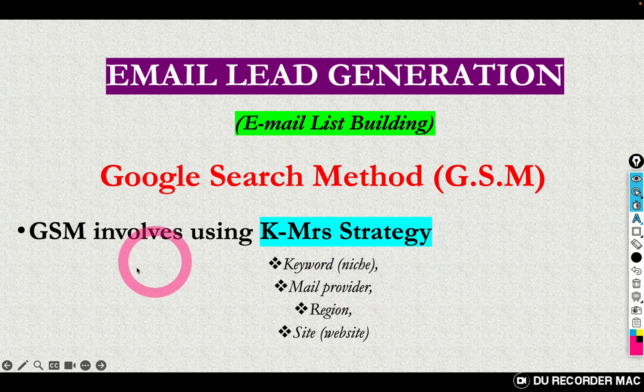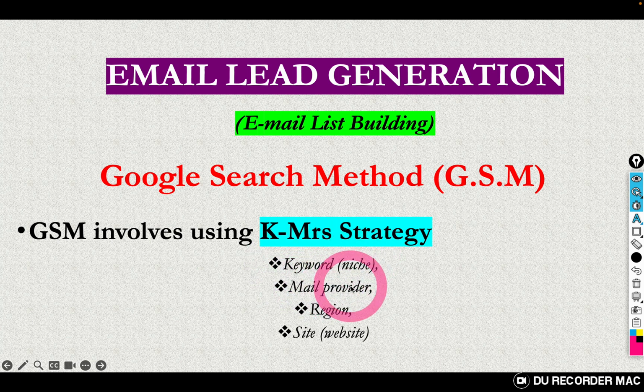You don't need to cram anything. We are using the K-M-R-S, which stands for keyword, which is the niche, the mail provider, the region, and the site. We want to generate emails, and this is what we need. We need the keyword, which is the niche. If the person is asking for emails of doctors, lawyers, real estate agents, florists, dentists, food vendors, Instagram influencers, models, anything, that is the keyword, that is the niche.